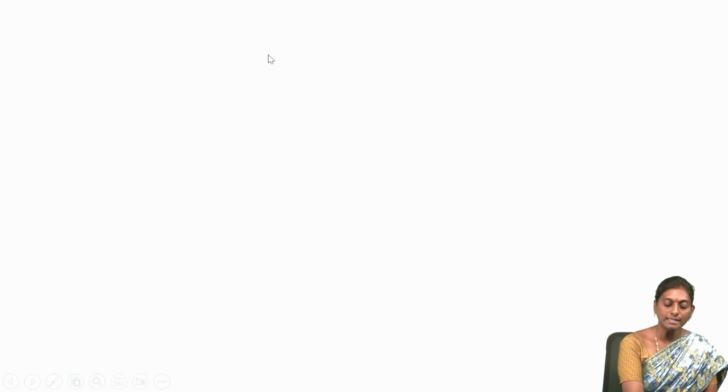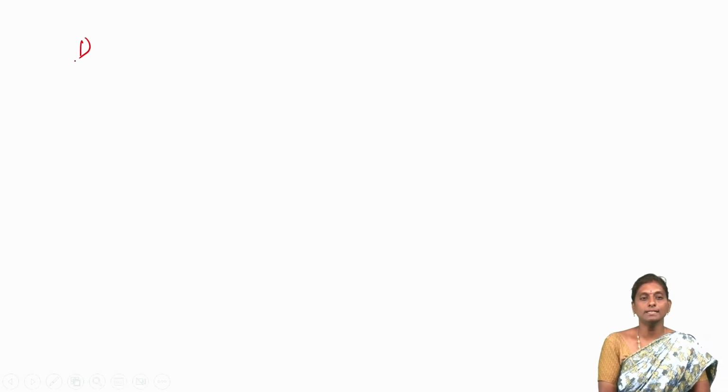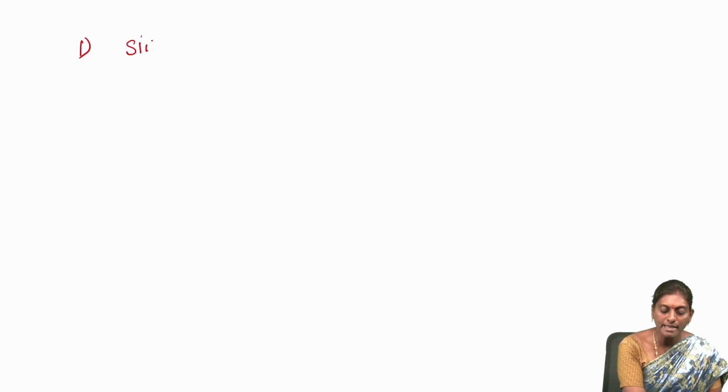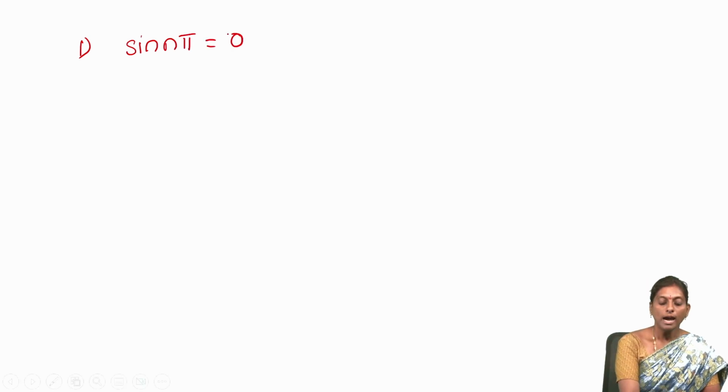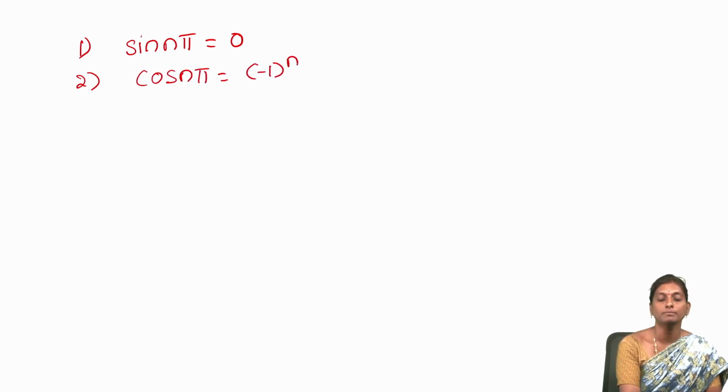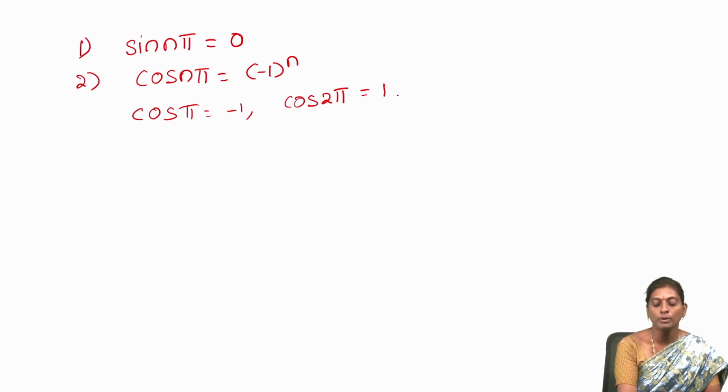So the first result is, you know what is the value of sine n pi? Sine n pi value is 0. And what is the value of cos n pi? Cos n pi is equal to -1 whole power n. For n equal to 1, cos pi is equal to -1. What is the value of cos 2 pi? n is equal to 2, -1 whole square. Cos 2 pi value is equal to 1.